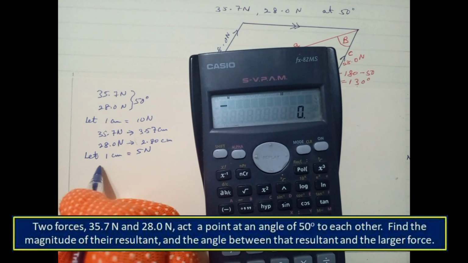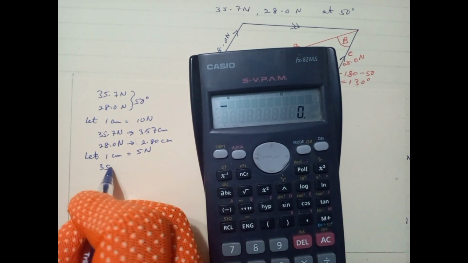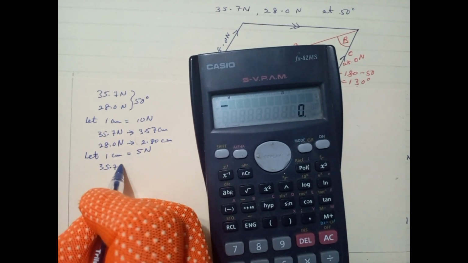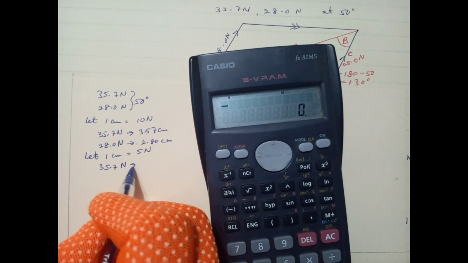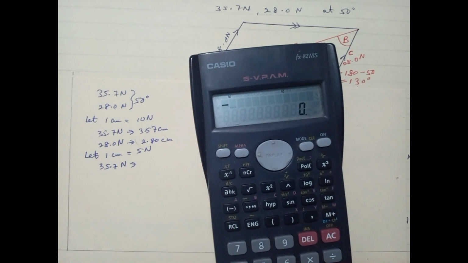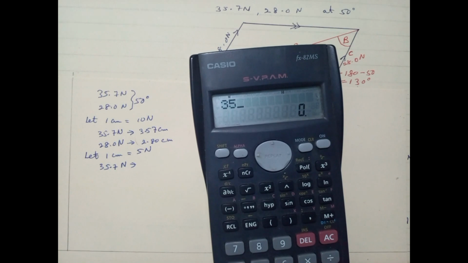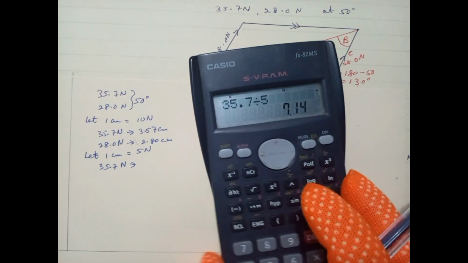Now in that case, 35.7 newtons would give us 35.7 divided by 5, 7.14 centimeter.